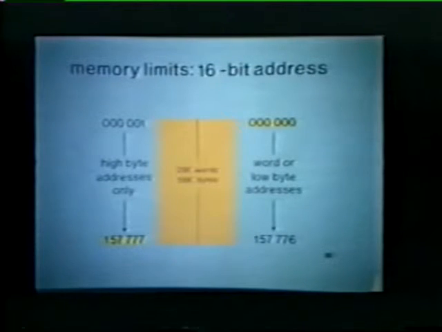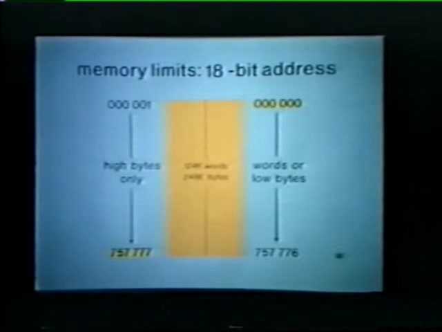Now, let's take a look at the memory space provided by the expanded 18-bit address. With an 18-bit address, our memory limits range from 0 to a maximum address of 757777. This yields a maximum memory size of 124K words or 248K bytes. Now, let's examine the top 4K of addresses.